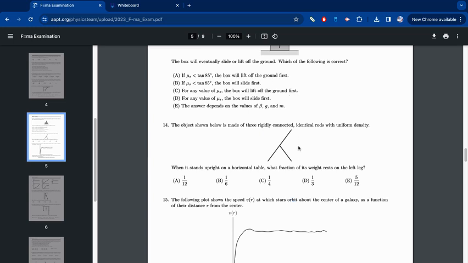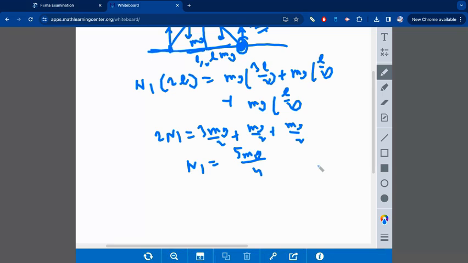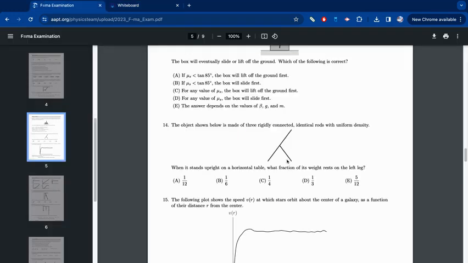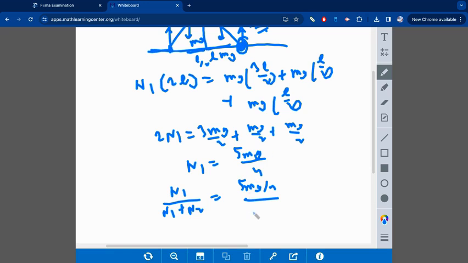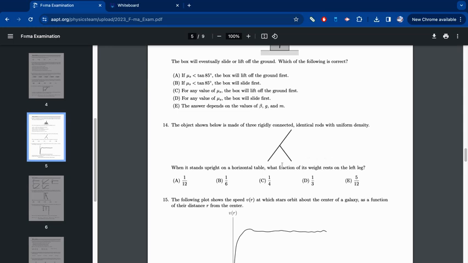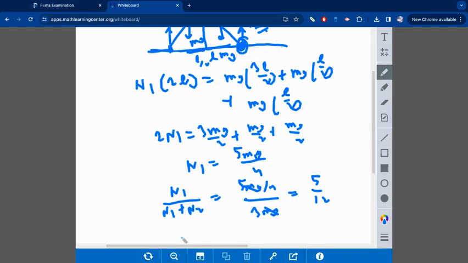Since we want the fraction of the weight that rests on the left leg, we want to find N1 over N1 plus N2. And we know that N1 plus N2 is just the total weight of the entire thing, which is 3 mg. So we just get 5 over 12, which is E.